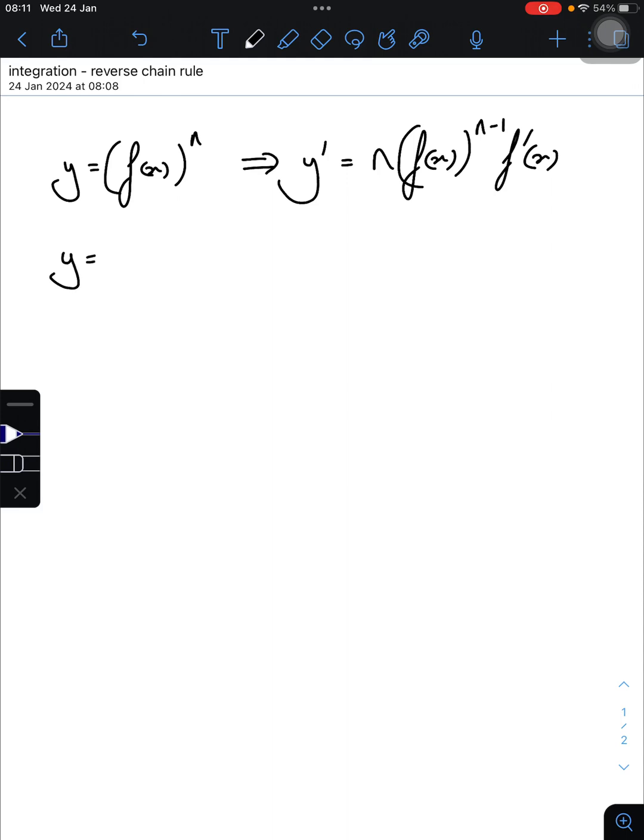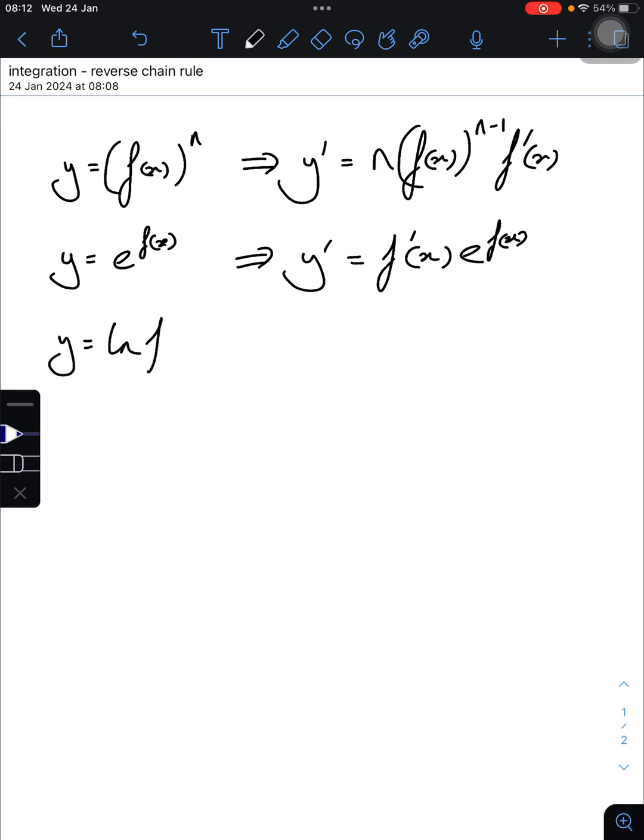We know that if y equals e to the power of f of x, some function of x, that implies that y dashed would be f dashed of x, e to the power of f of x. And if we've got y equal to some ln of f of x, that means that our differential y dashed would be the differential of the inside of the bracket over the inside of the bracket. So those are our three key rules.